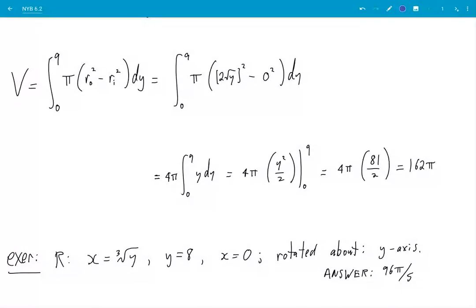Okay, exercise. Pause, copy, try. Pause, copy, try.